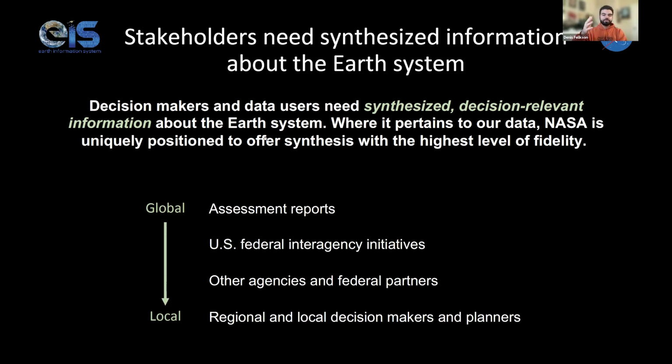So this kind of information is needed at all kinds of spatial scales and by different types of users. So going from global to more local scales, you can think about the assessment reports that IPCC writes, or the WMO, for example, or the National Climate Assessment. That kind of synthesized information makes its way into those reports to get disseminated. But it also then ultimately gets used at more regional and local levels where the rubber really meets the road and decisions need to be made based on that information.